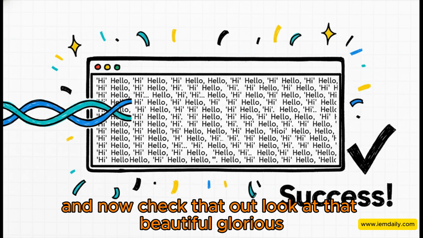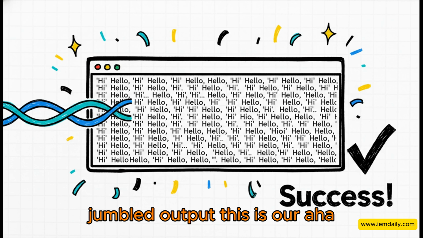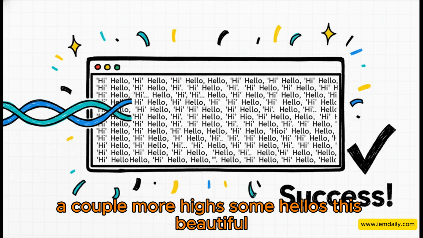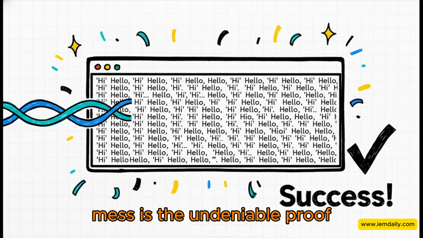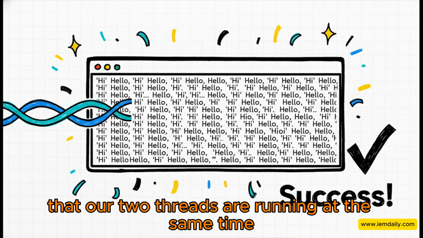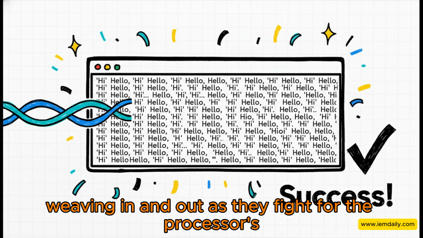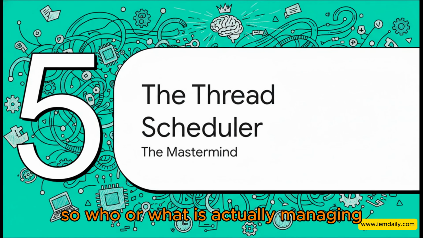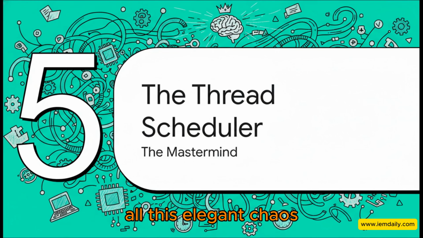And now, check that out. Look at that beautiful, glorious, jumbled output. This is our aha moment. It's all mixed up. We get a hi, then a hello, a couple more hi's, some hello's. This beautiful mess is the undeniable proof that our two threads are running at the same time, weaving in and out as they fight for the processor's attention. We did it. So who or what is actually managing all this elegant chaos?